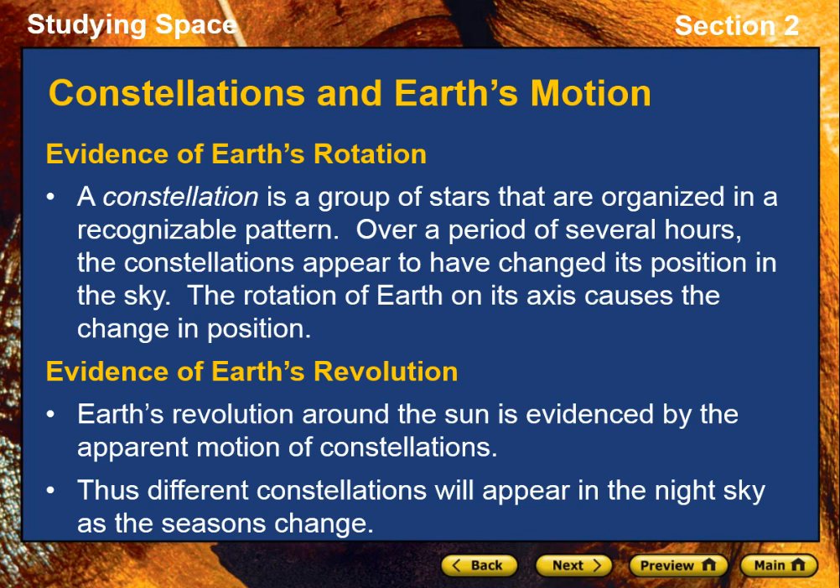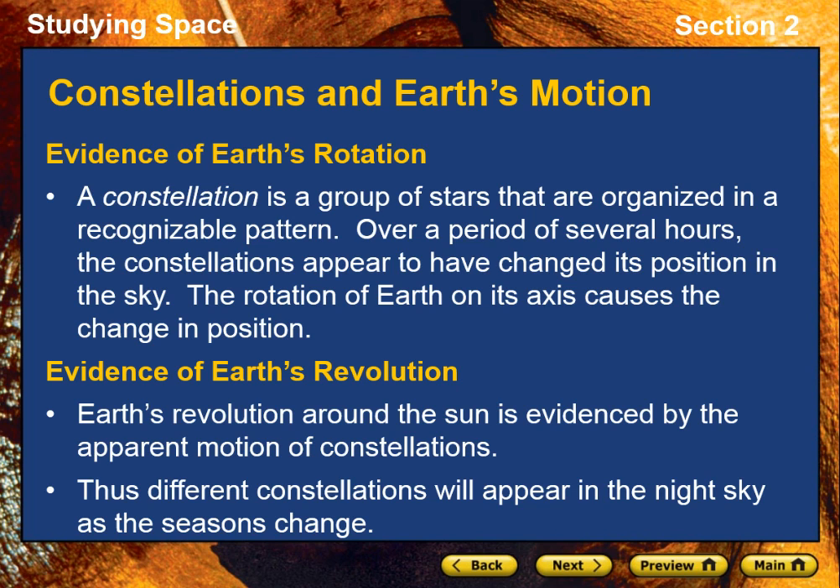Constellations and Earth's motion. Evidence of Earth's revolution and rotation around the Sun can be seen in the motion of the constellations. A constellation is a group of stars that are organized in a recognizable pattern. In 1930, the International Astronomical Union divided the sky into 88 constellations.